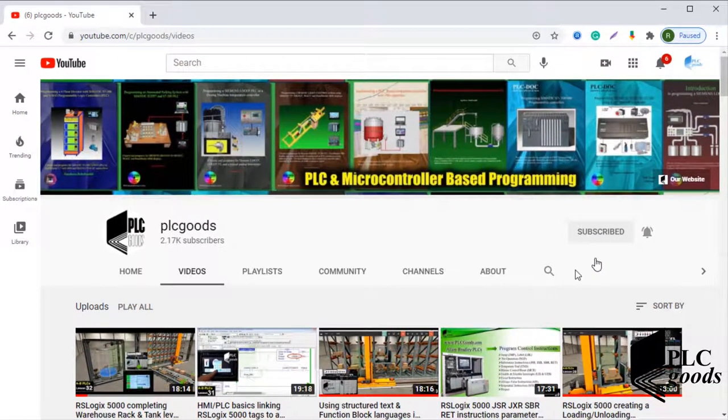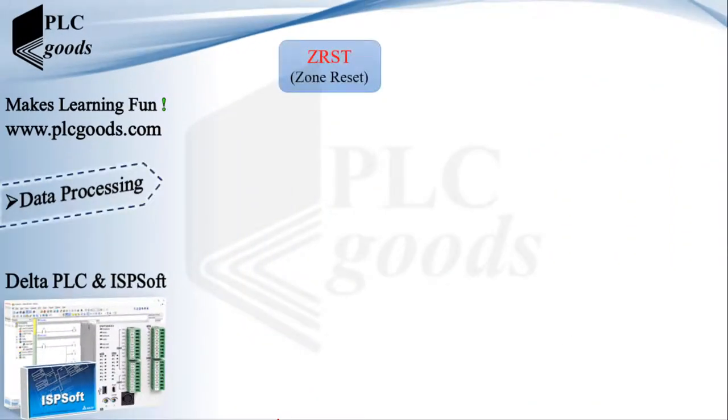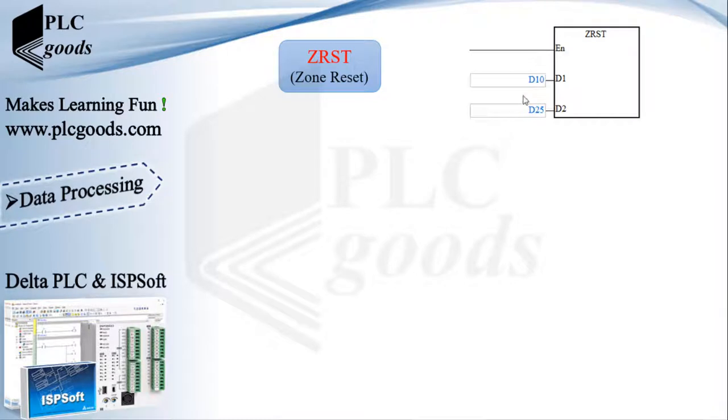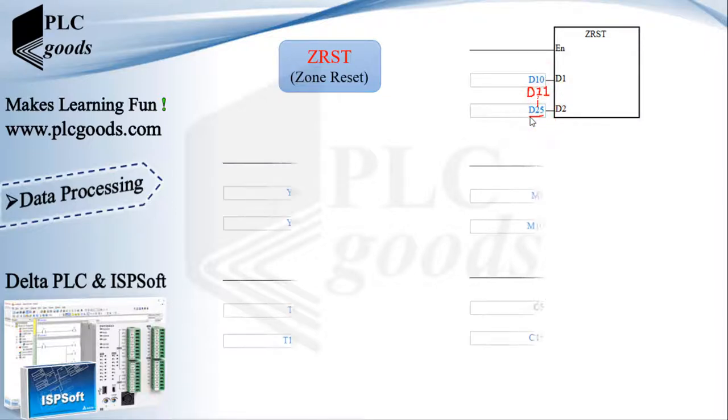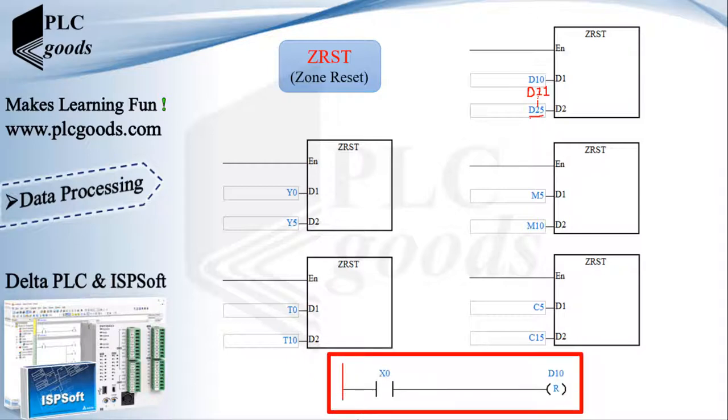Now, let's start the video with the zone reset instruction. This instruction is used to clear an area of PLC memory. For example, D10 to D25, or a group of bit addresses like Y0 to Y5. As you see, the entered addresses must be the same type, and also the first address must be lower than the second one. Remember, we can use the simple reset instruction to clear an individual address.